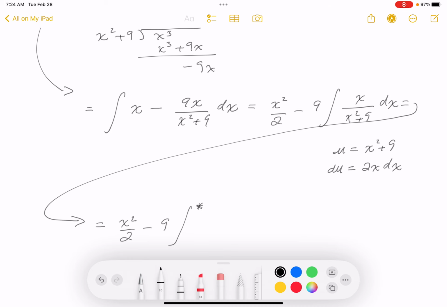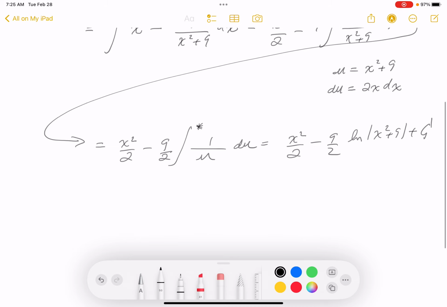And what I notice is that x dx is a half of a du. So put it on the side, or outside the integral. And then what I'm going to get is 1 du, and on the bottom I just get u. And I'm ready to do this now. What do you get? x squared over 2 minus 9 halves, the natural log, the absolute value of u. Well, what's u? x squared plus 9 plus c.